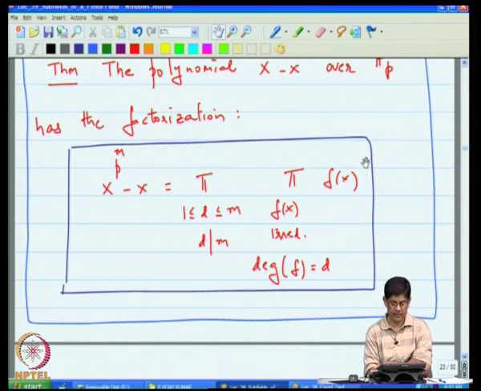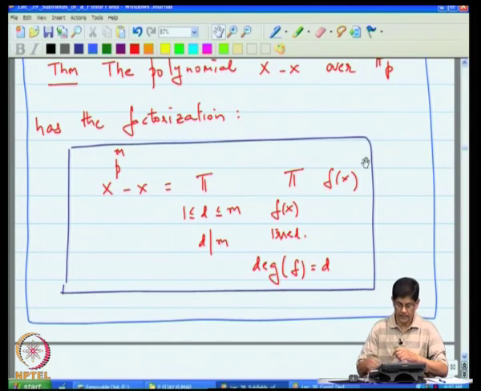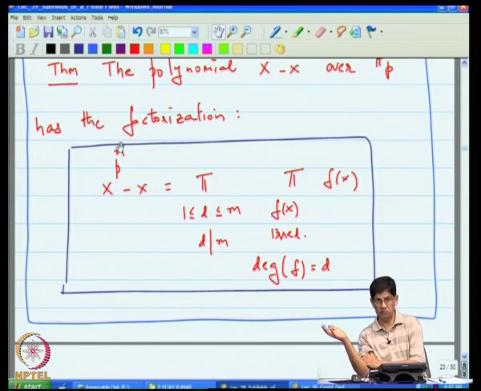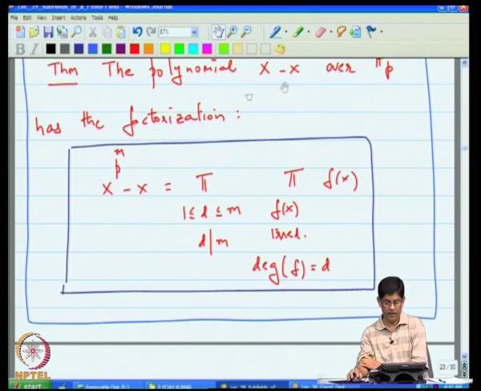But the interesting thing is that there is a lot of numerology in this, because it turns out that every irreducible polynomial whose degree is d, for any divisor d of m, appears here. So, for example, m could be 12, and you would have all the irreducible polynomials of degree 6, degree 4, degree 3, degree 2, degree 1, all of them actually appearing in here. Okay. So, that is interesting.